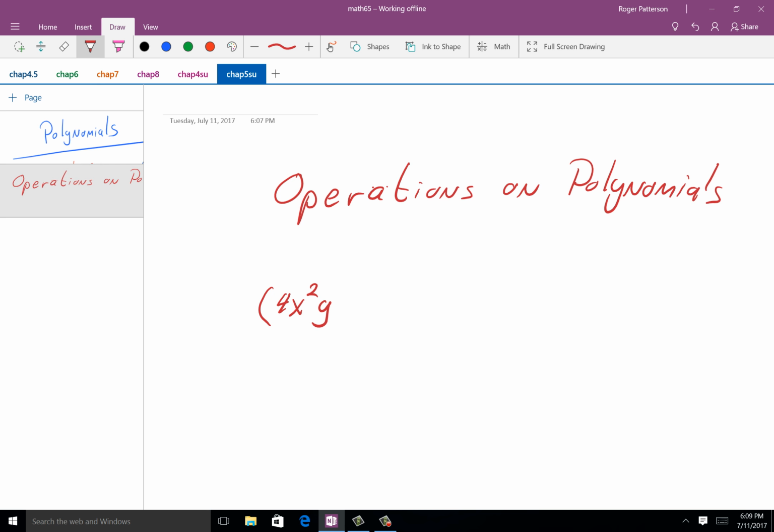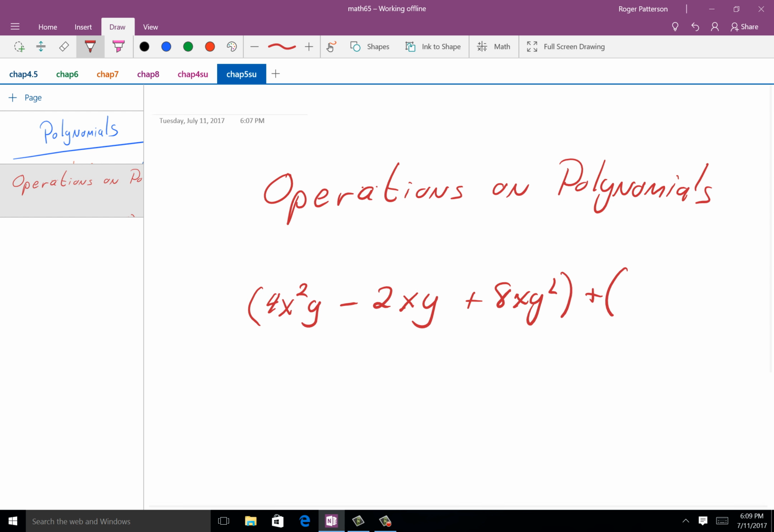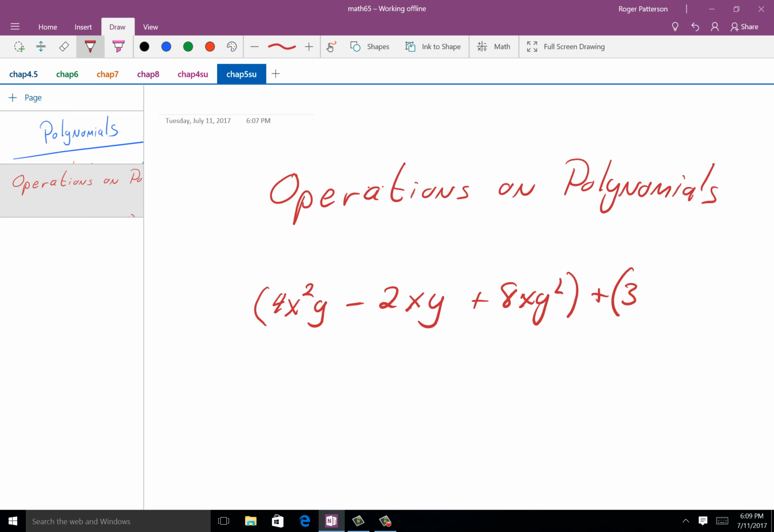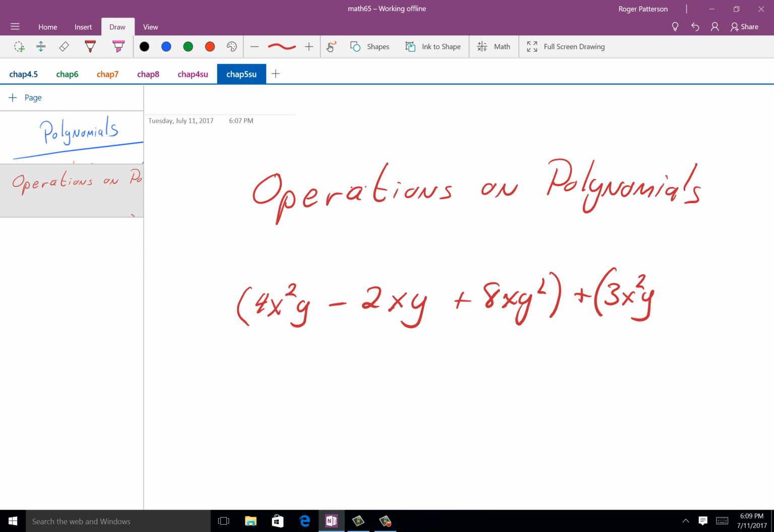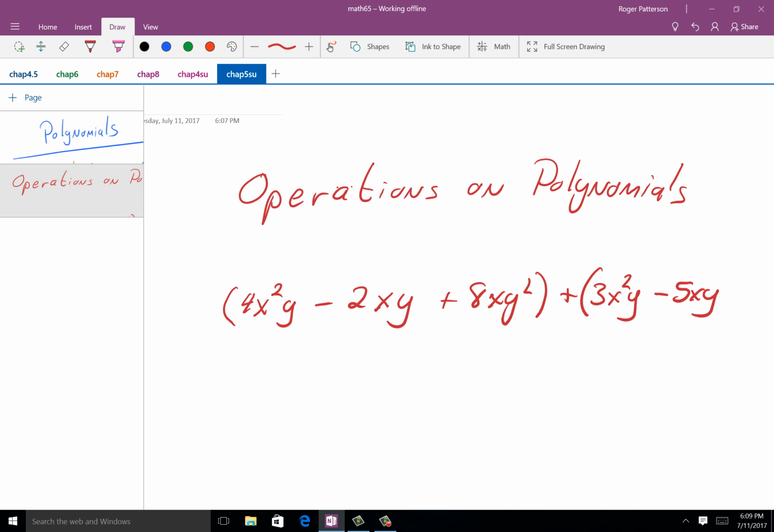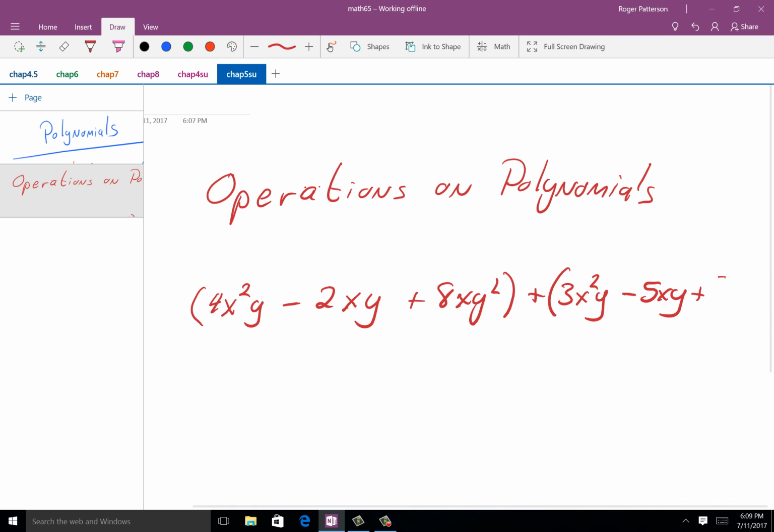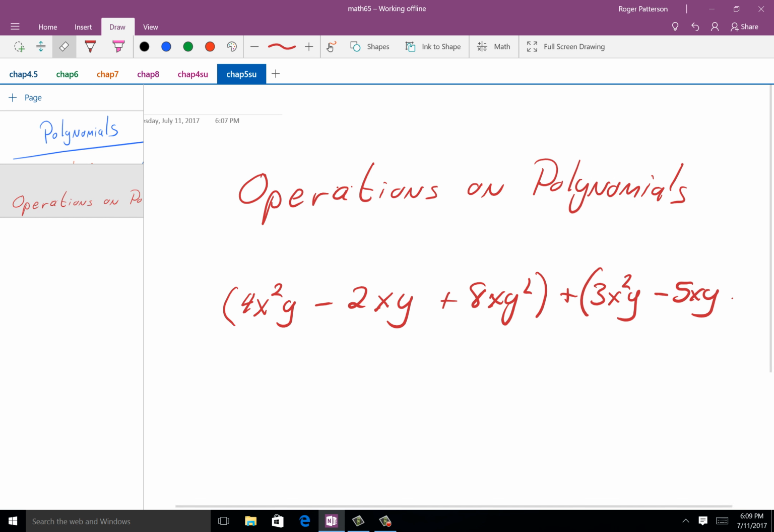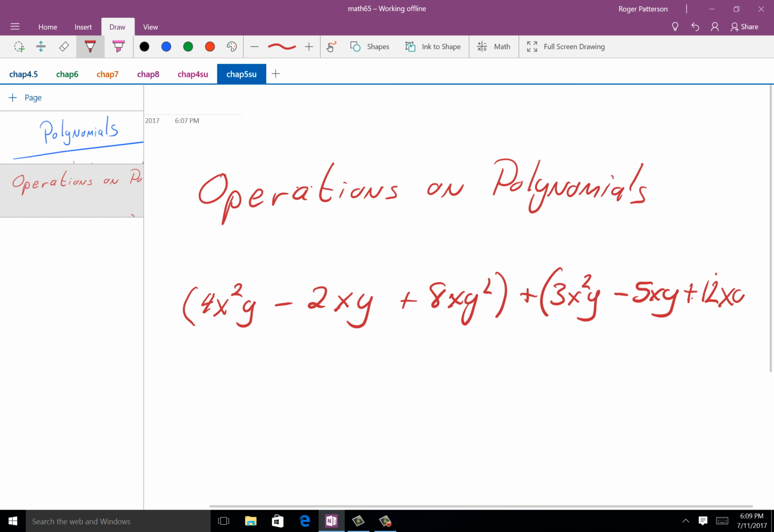So we'll go x squared y minus 2xy plus 8 xy squared, x squared y minus 5xy plus... okay, so there it is, something like that.